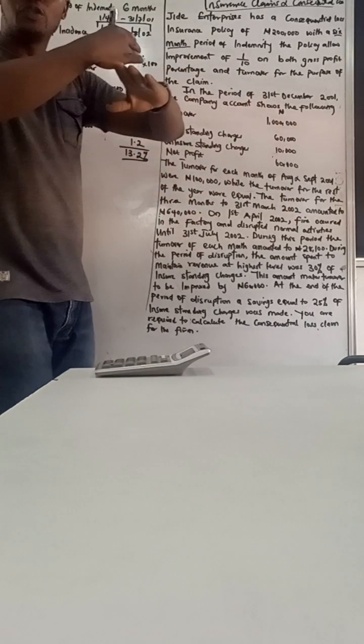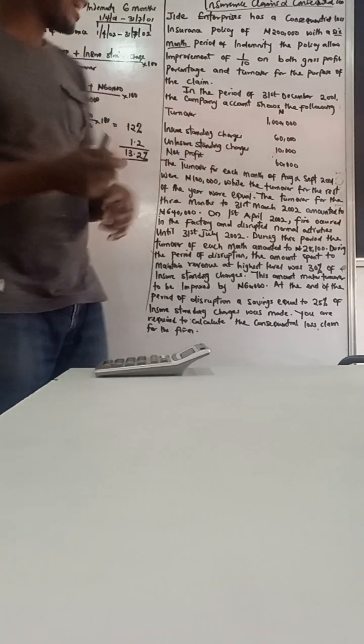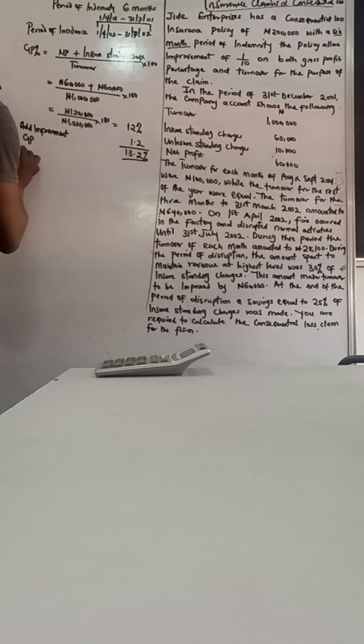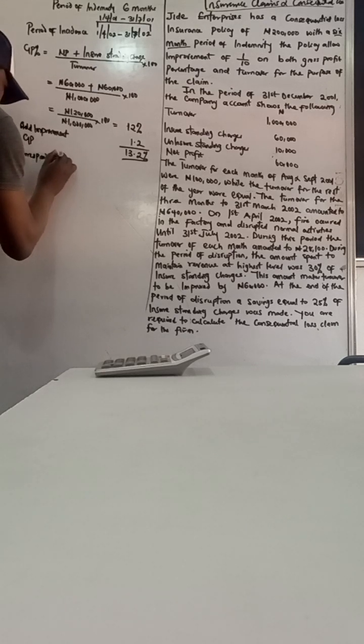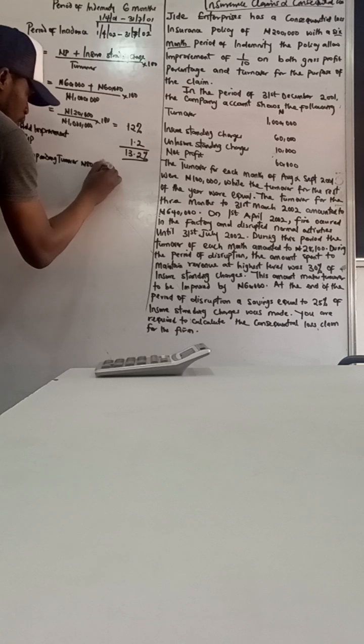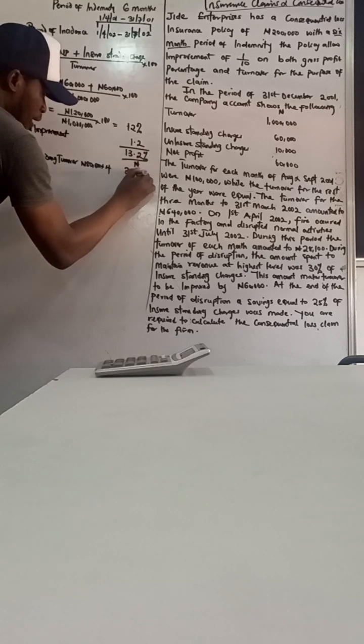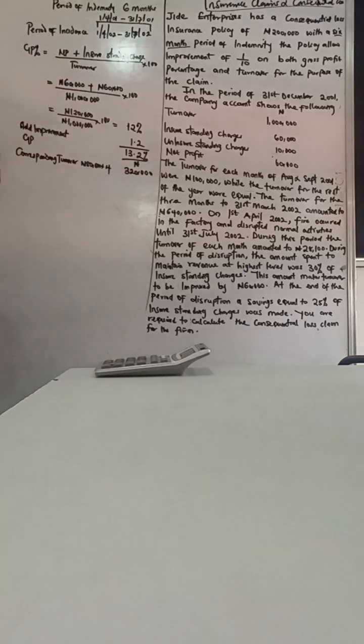So the 800,000 will be spread equally. So that means each month will be what? 80,000, 80,000. So my corresponding turnover will now be 80,000 times 4. So that will give me 320,000 naira. Do you see it now? 320,000. Let me take it.